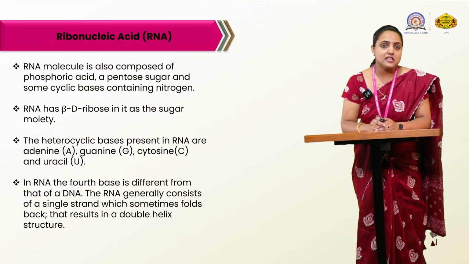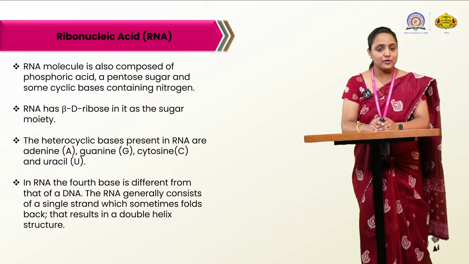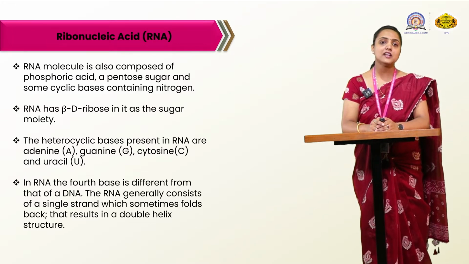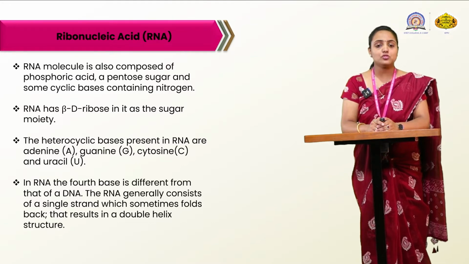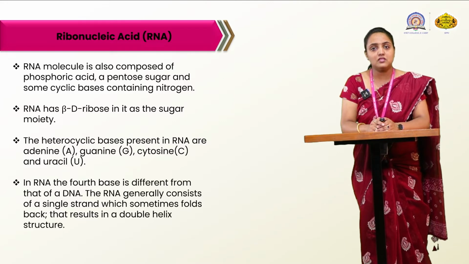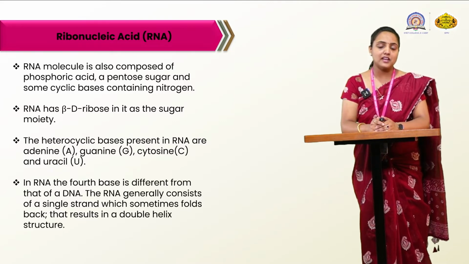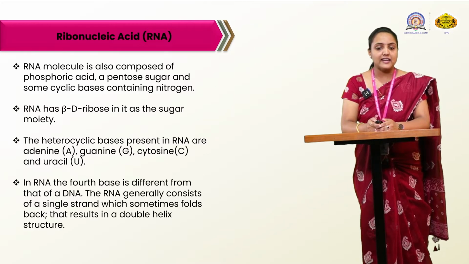About RNA: the RNA molecule is also composed of phosphoric acid, a pentose sugar and cyclic nitrogen bases. RNA has beta-D-ribose as its sugar. The heterocyclic bases in RNA are adenine, guanine, cytosine and uracil. Thymine is absent in RNA; instead of thymine there is uracil, so the fourth base is different from DNA. RNA is generally single-stranded, which sometimes folds, resulting in a double helix structure.